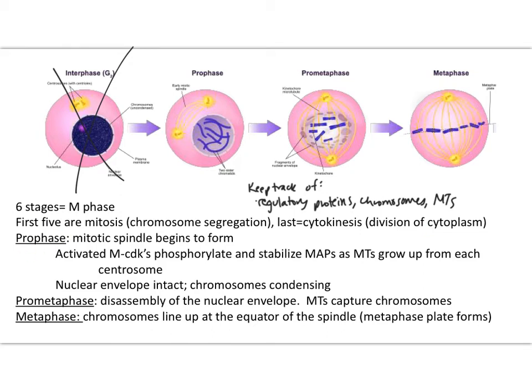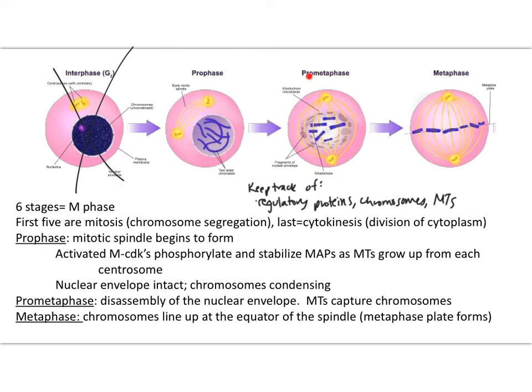So prophase, this is when the mitotic spindle begins to form, and this results from the microtubules as they are finding the microtubule associated proteins. These are activated by MCDKs as they phosphorylate and stabilize the MAPs, and then the microtubules grow from each of the centrosomes. At this point, the nuclear envelope is intact, which you can see here, and the chromosomes are condensing. And so as we talked about before, that has to do with condensins and also cohesins.